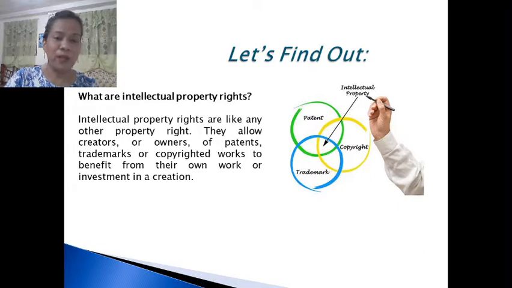Intellectual property rights are like any other property right. They allow creators or owners of patents, trademarks, or copyrighted works to benefit from their own work or investment in a creation.